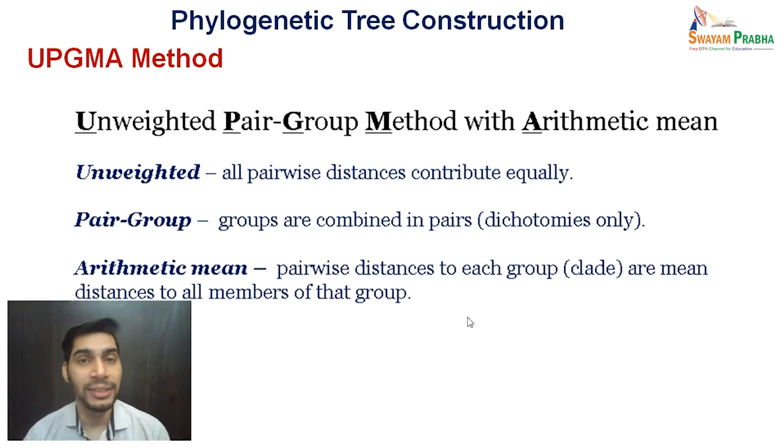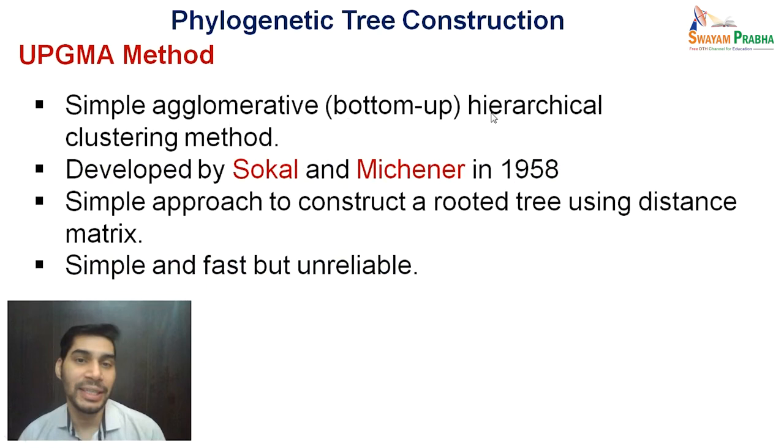Now let us see how we construct the phylogenetic trees using the UPGMA method. It is a simple agglomerative hierarchical clustering method. Agglomerative means bottom to up. It was developed by Sokal and Michener in 1958. It's a simple approach to construct a rooted tree using a distance matrix. Remember, it constructs a rooted tree based on the distance matrix. Though it is a simple and very fast method, it is not that reliable.